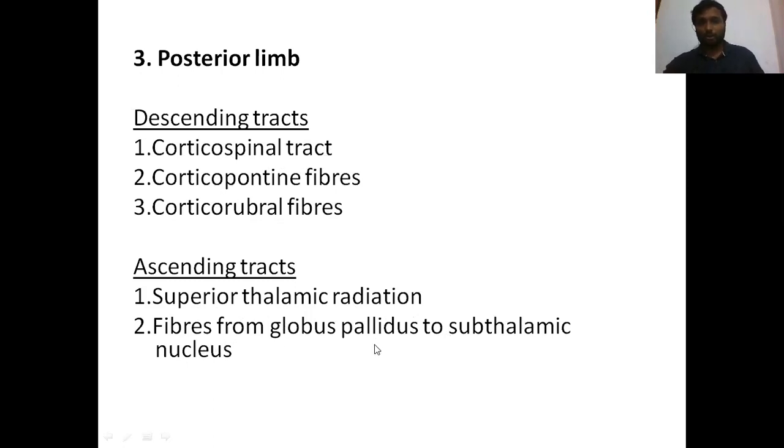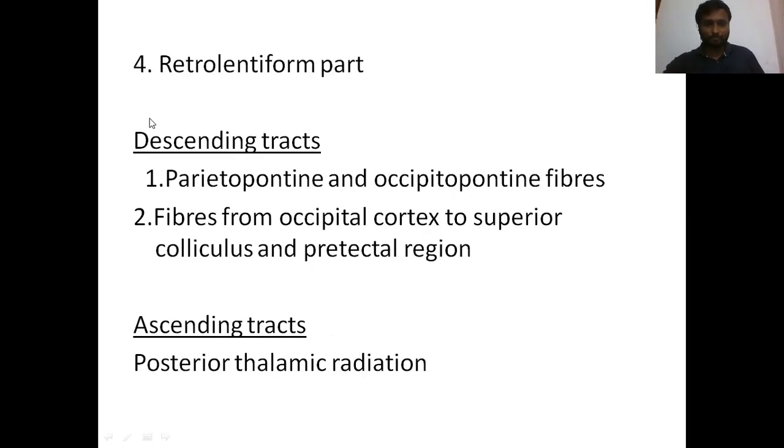And fibers from the globus pallidus and the subthalamic nucleus. Globus pallidus is gray matter. In the next class we are going to discuss the globus pallidus. So fibers from the globus pallidus and the subthalamic nucleus. Then retrolentiform. What are the descending fibers?